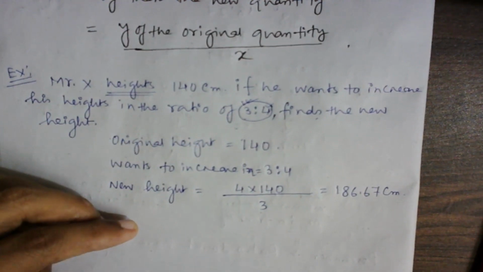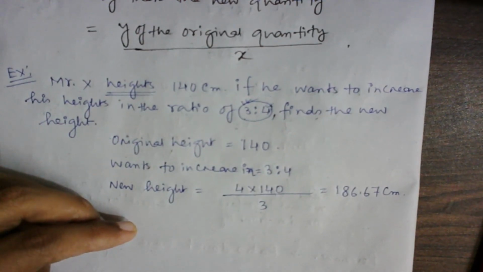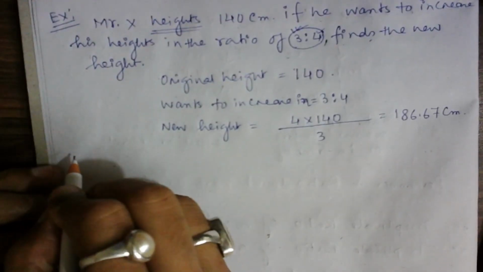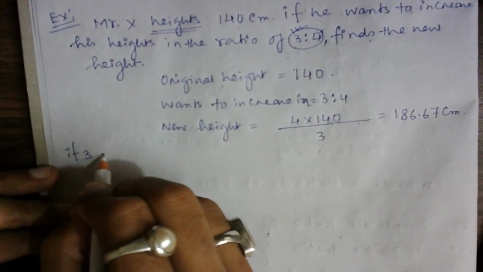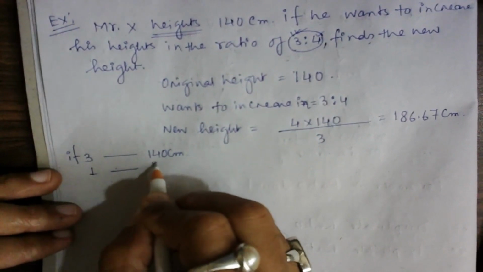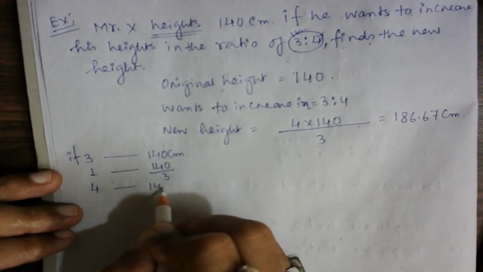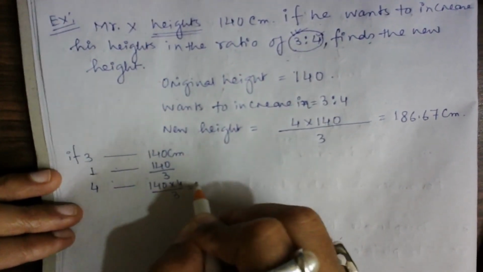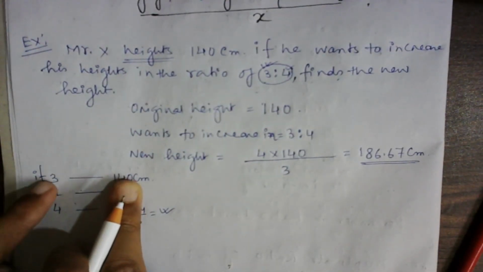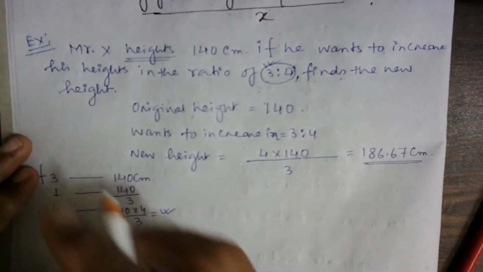That's why I use the unitary method. If 3 is equal to 140, then what will be the 1? It's equal to 140 by 3. And then what is the 4? Then it's 4 into 140 by 3. So if 3 is equal to 140 centimeter as per the ratio, 1 is equal to 140 by 3, then 4 is 140 into 4 by 3. So 140 centimeter is equivalent to 3, then 4 is equal to 186.67 centimeter. Clear, sir?